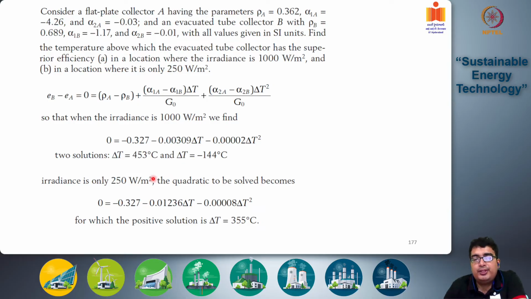Now look at a location where the solar flux is 250 watt per meter square. Again, you solve the same quadratic, the values of G0 are different, and here the delta T is 355 degrees centigrade. So here the delta T has decreased, so you will use the evacuated tube collector whenever your delta T is higher than 355 degrees centigrade, and use the flat plate collector whenever your delta T is lower than 355 degrees centigrade. Okay.